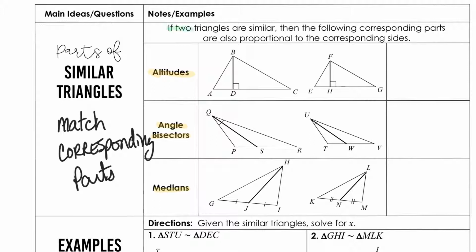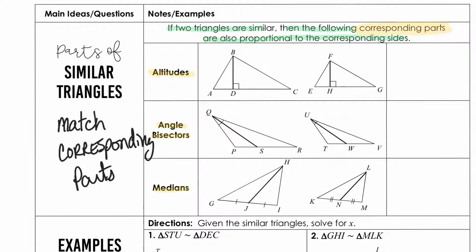If two triangles are similar, then the following corresponding parts are all proportional to the corresponding sides. Now, notice what it says here, corresponding parts. So we've already discussed that. If you always match your corresponding parts to a corresponding side, then you will have an equivalent proportion or equivalent ratios. So let's look at the first one. Let's look at the altitudes. With the altitudes, if two triangles are similar, then the altitudes are proportional to corresponding sides.